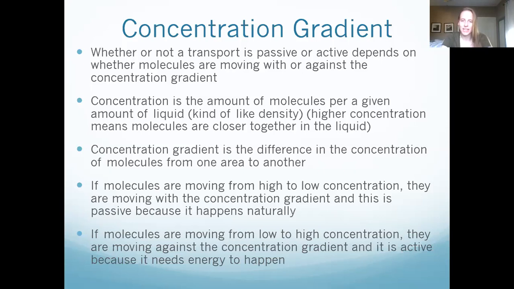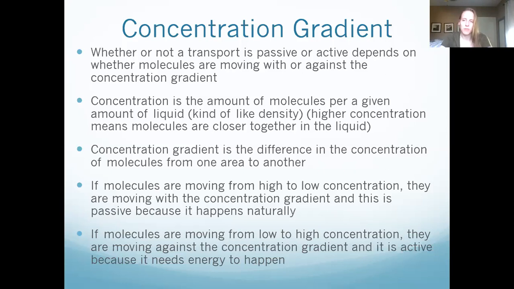Essentially, a concentration gradient is just a change in concentration from an area of high concentration to an area of low concentration. And concentration is just how many molecules there are in a given amount of liquid. It's kind of like density, but for liquids. So if you have a higher concentration, it means that there's more molecules dissolved in a smaller amount of liquid. So if a molecule is going from high to low concentration, we say that it is moving with the concentration gradient, and that will just happen naturally or passively.